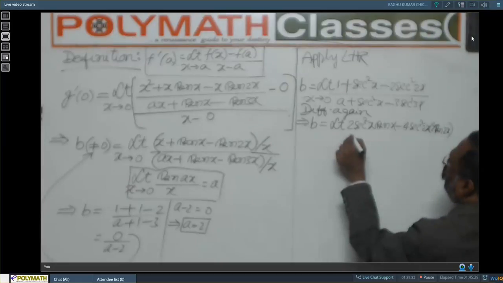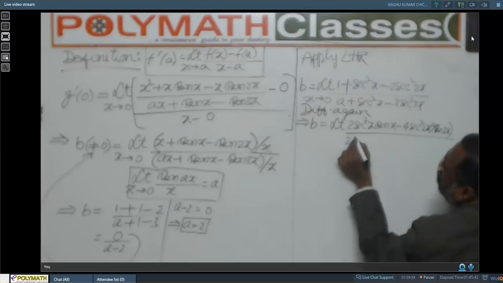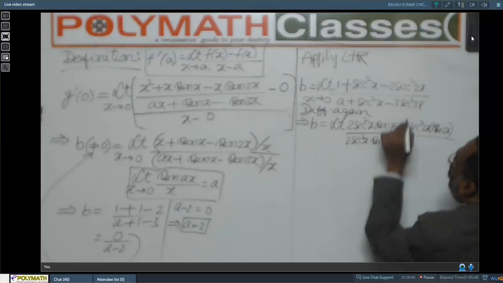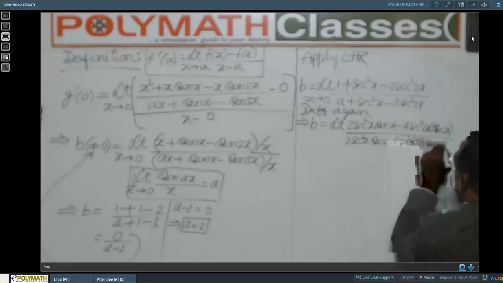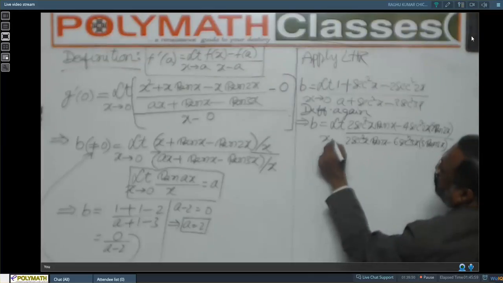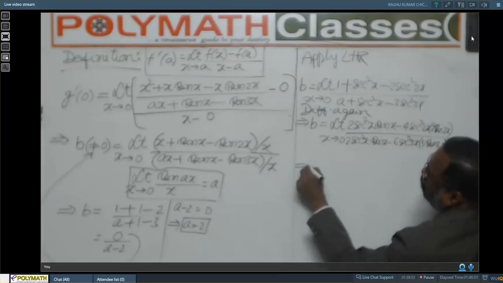Whole divided by, again the derivative of a is 0, then 2 secant x into secant x tan x, minus 6 secant 3x into secant 3x tan 3x, as x tends to 0. Now, if you observe, you are again getting a 0 by 0 form.